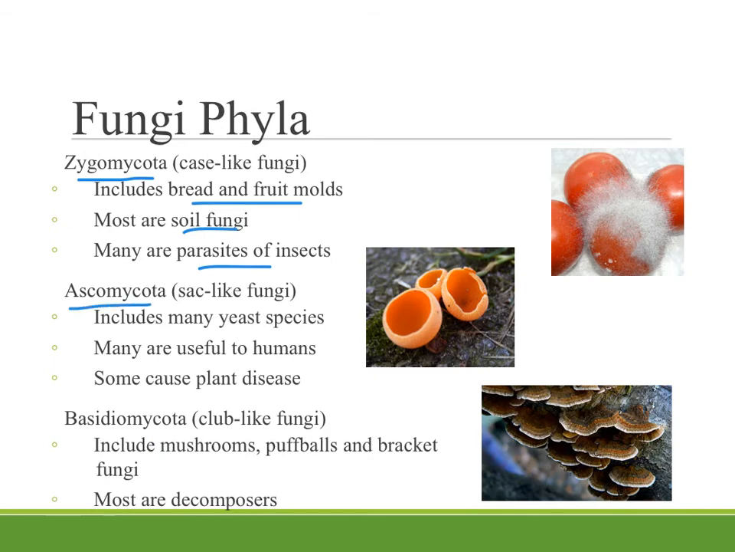Then we have the Ascomycota, which are known as the sac-like fungi. Many of our yeast belong to the Ascomycota, but it's not just unicellular fungi. We also have multicellular fungi like these cup fungi that would be Ascomycota. And like with the yeast, many of them are useful to humans, so we use a lot of this type of fungi in our food preparation, and some can cause plant disease. So again, all the roles fungi occupy in the ecosystem, these different phyla have them all present. Then the last phylum are the Basidiomycota, where the spore structure is a club-like shape, so they're known as the club-like fungi. And these are our mushrooms and puffballs and bracket fungi that we see out in the woods. Most of your Basidiomycota are decomposers, as you're familiar with seeing them.